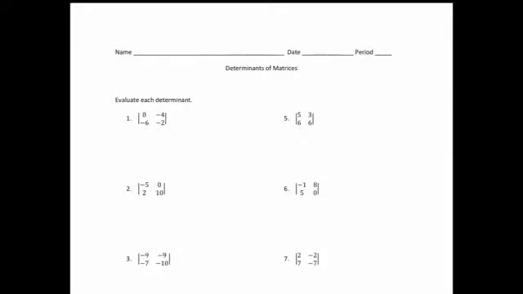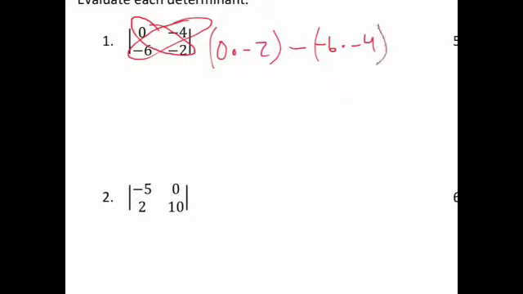Alright, time for the solutions for the determinants of matrices work here. To get the determinant of each of these, you need to take the main diagonal items and times them together. And then you subtract the other diagonal items times together. So this first one's going to give me 0. The second one is going to give me positive 24. So 0 minus 24 is going to give me negative 24.